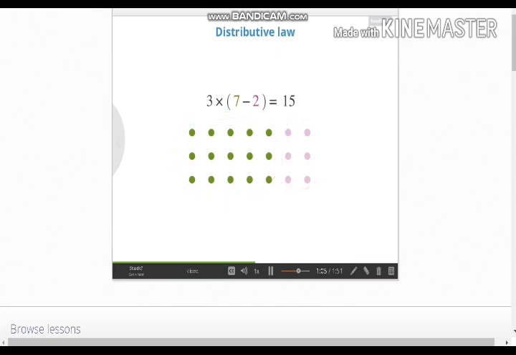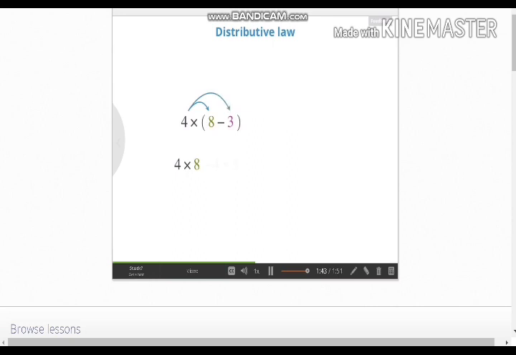But you can also think of this as starting with all 3 times 7 dots, and then removing, or subtracting, this group of 3 times 2 dots over here, again leaving us with the 3 times 5 green dots. So sure enough, 3 times 7 minus 2 equals 3 times 7 minus 3 times 2. So distribution also works with subtraction. When you're taking the difference inside parentheses and then multiplying by a number, you can distribute that number into the difference.